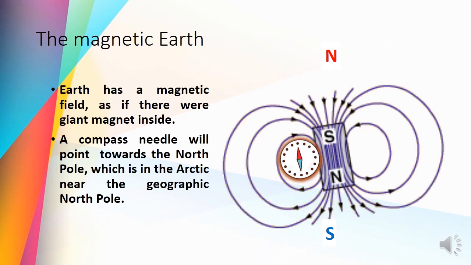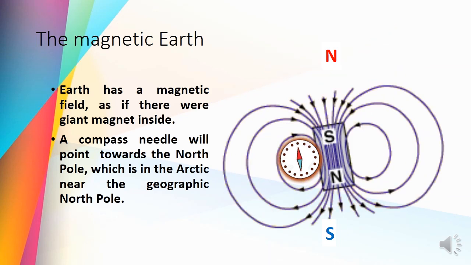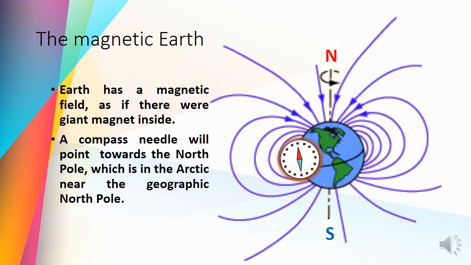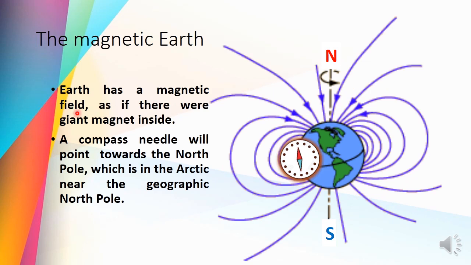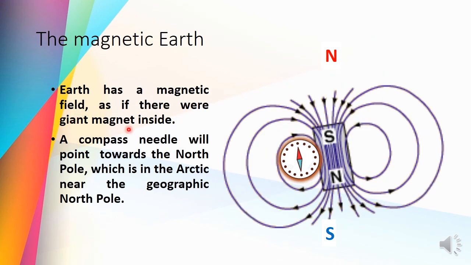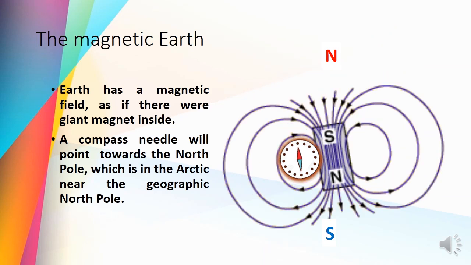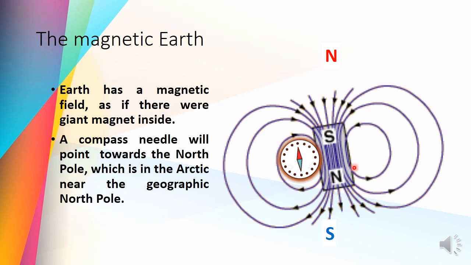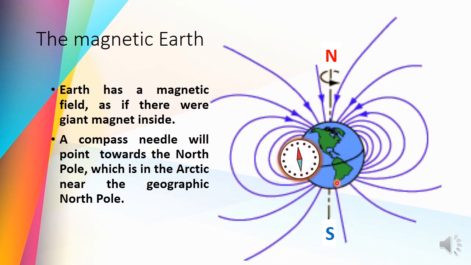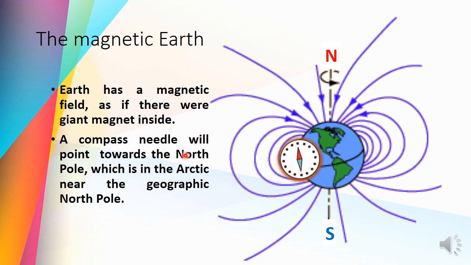The last point in our lesson, the magnetic Earth. Please concentrate here. I don't want that to be a source of misunderstanding. So here, Earth has a magnetic field, as if there were a giant magnet inside. As you can see here, we have a giant magnet, and there's the South Pole and North Pole of this magnet.